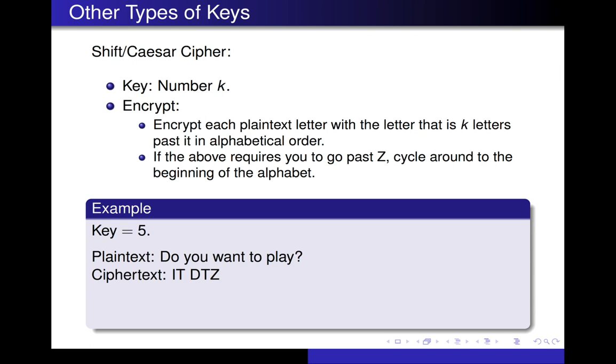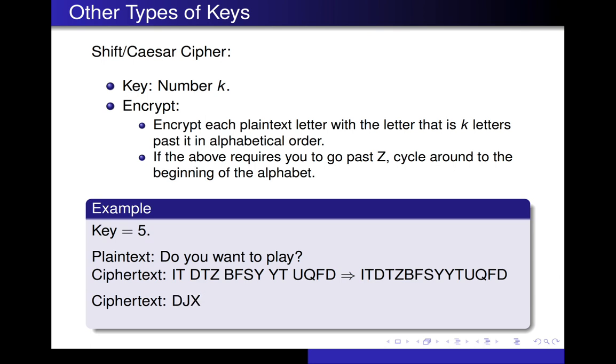For the rest of them, they're pretty much exactly the same. Note that for W, 5 letters past W is X, Y, Z, A, B. And that's how we end up with B as the first letter of that one. And then the Y in "play" is just like the Y in "you": Y, Z, A, B, C, D. So we end up with D. Now, we take out the spaces, take out the punctuation, and that's going to be our ciphertext.